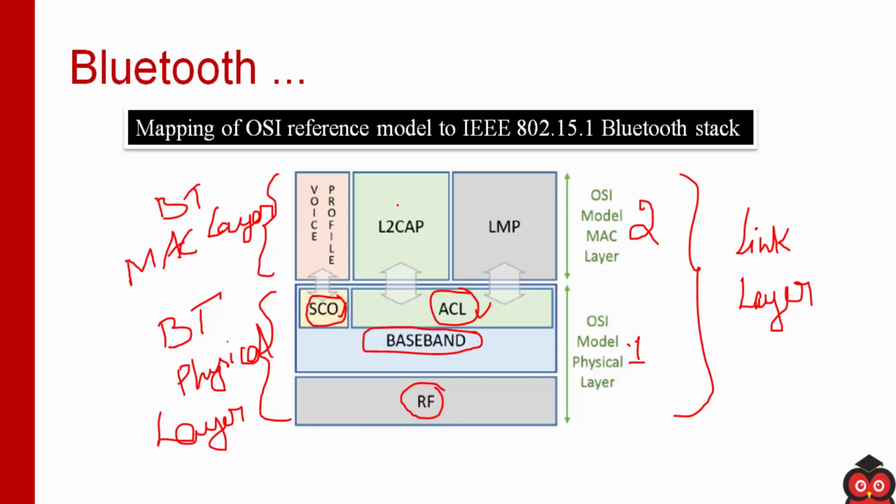Now if you see the MAC layer, it contains two protocols. One is L2CAP and another one is LMP, link management protocol. We will see about each one of these things in the coming slides.